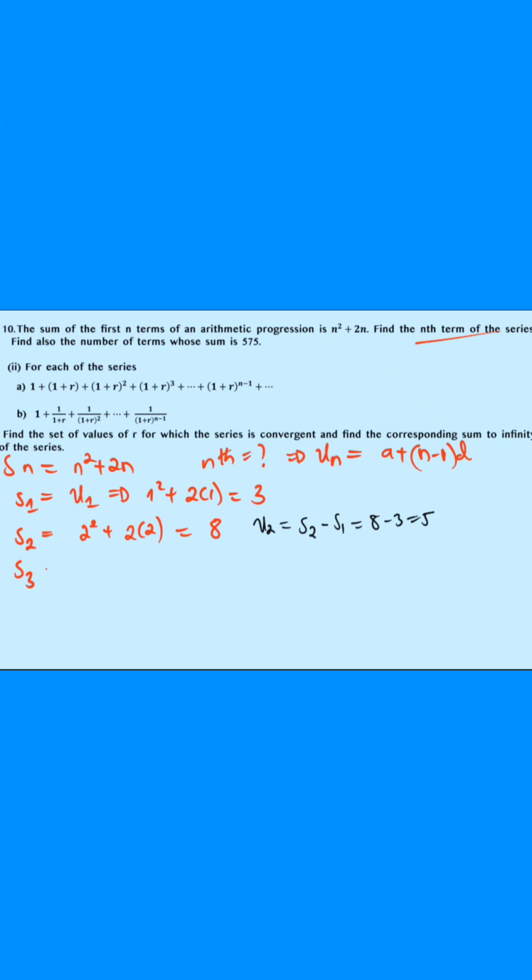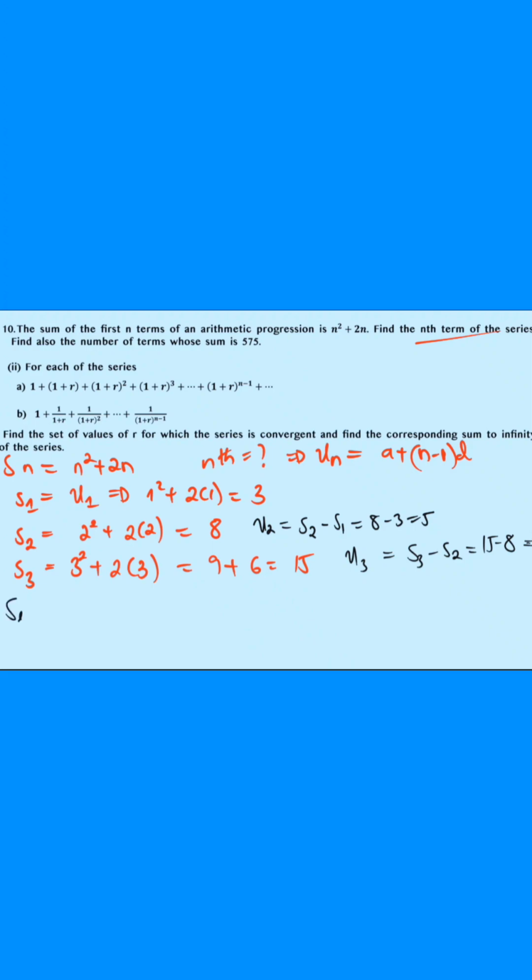Lastly, the sum of the first 3 terms would be 3 squared plus 2 times 3, equal to 9 plus 6, which is 15. And yet again, the third term would be the sum of the first 3 minus the sum of the first 2, which is 15 minus 8, which is 7.